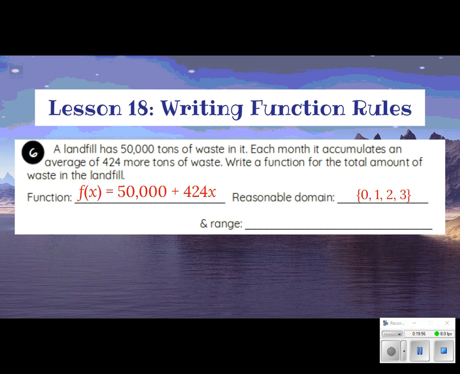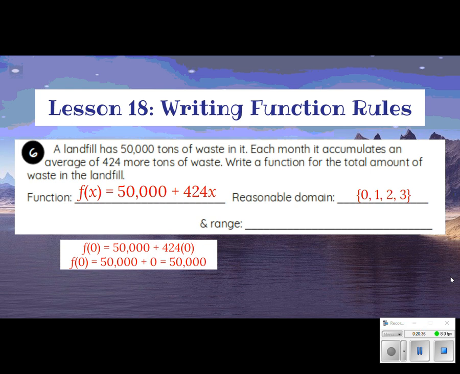Does it automatically start with 50,000 tons? I had no clue. Fractions probably would not be good here because each month it accumulates an average. So just because it has 424 tons of waste coming in doesn't mean halfway through the month it has half of that. It could be used as a predictive quality, but I would probably steer clear of fractions for right now. So I would pick 0 and positive numbers unless we were told that we could go back in time and look. So let's plug in 0, 1, 2, and 3.